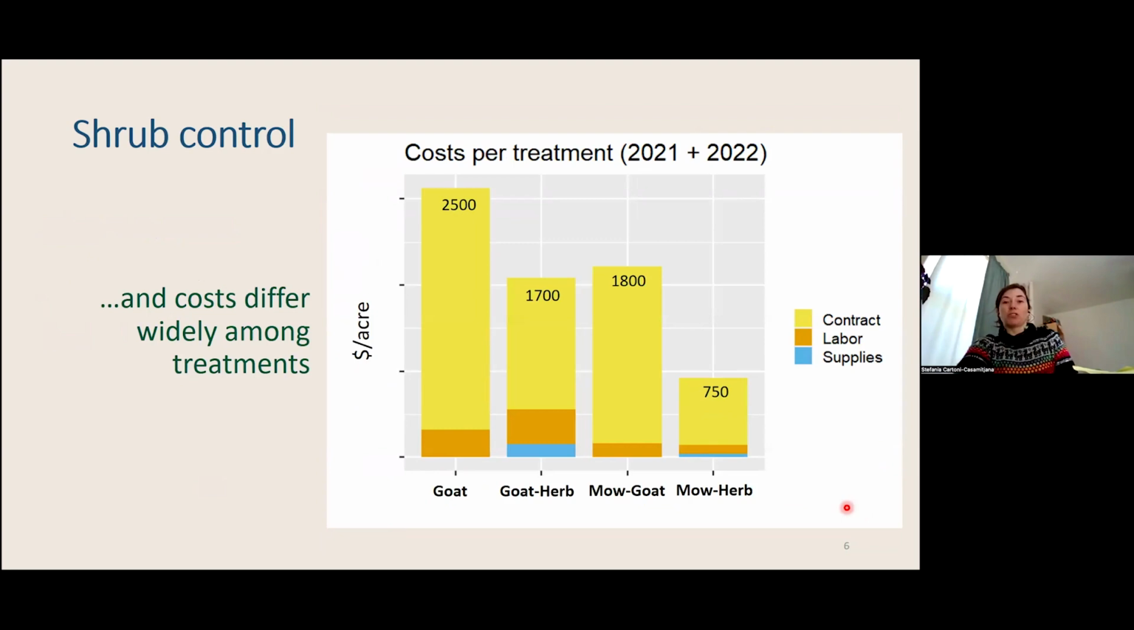And we also measured the costs. The costs also vary a lot. The goat grazing control method cost around $2,500 per acre, and the goat and herbicide or the mowing and goats cost around $1,700 or $1,800, and the least expensive one was mowing followed by herbicides. We recorded contract costs, labor, and supplies.